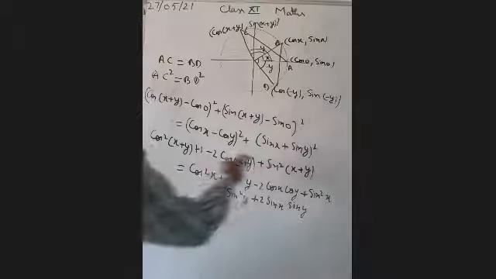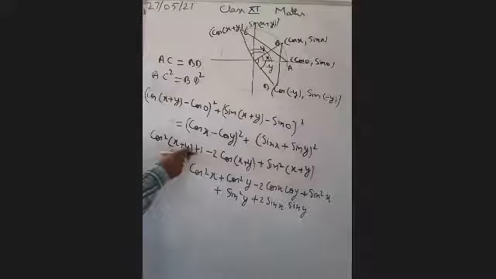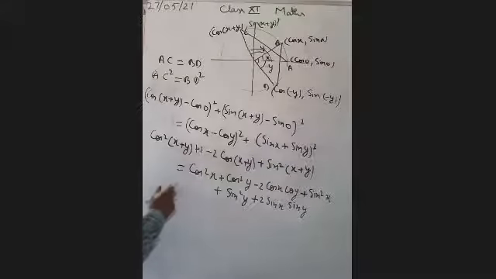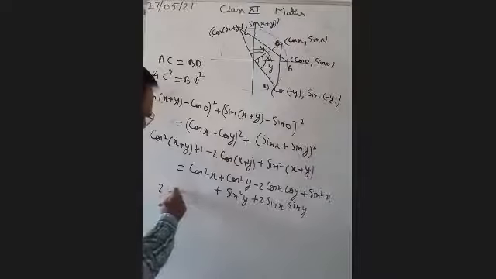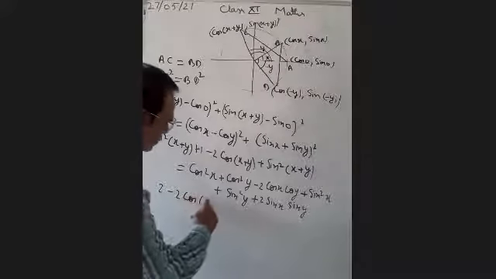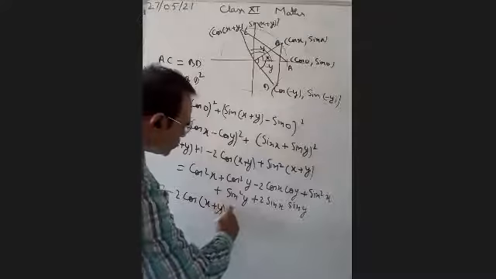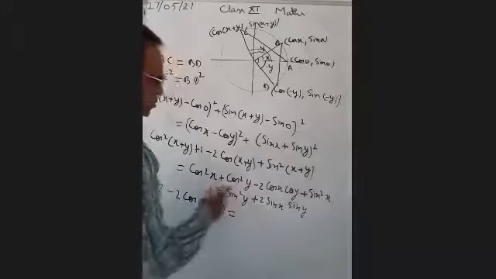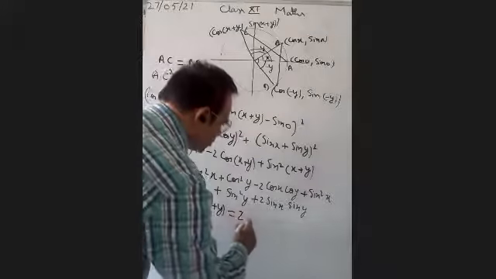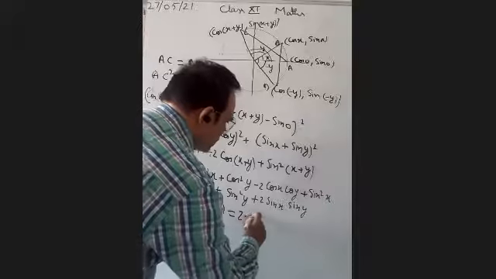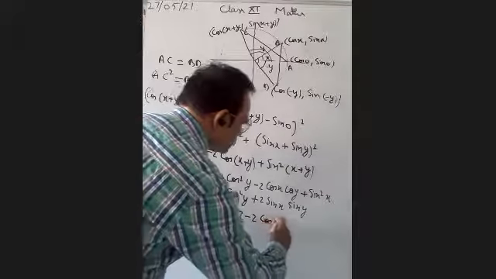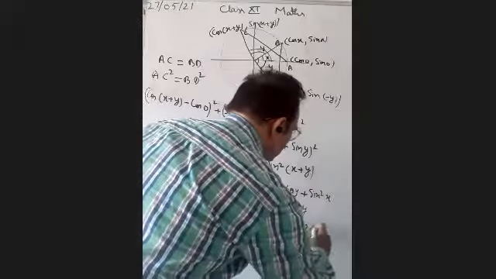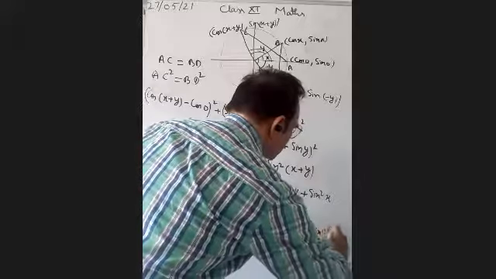We know that sin square theta plus cos square theta, in place of theta we have x plus y, so it will be equal to 1. 1 plus 1, 2. So 2 minus 2 cos x plus y is equal to cos square x plus sin square x, which is 1, and sin square y plus cos square y, which is also 1. It is 1 plus 1, 2, minus 2 cos x cos y plus 2 sin x sin y.